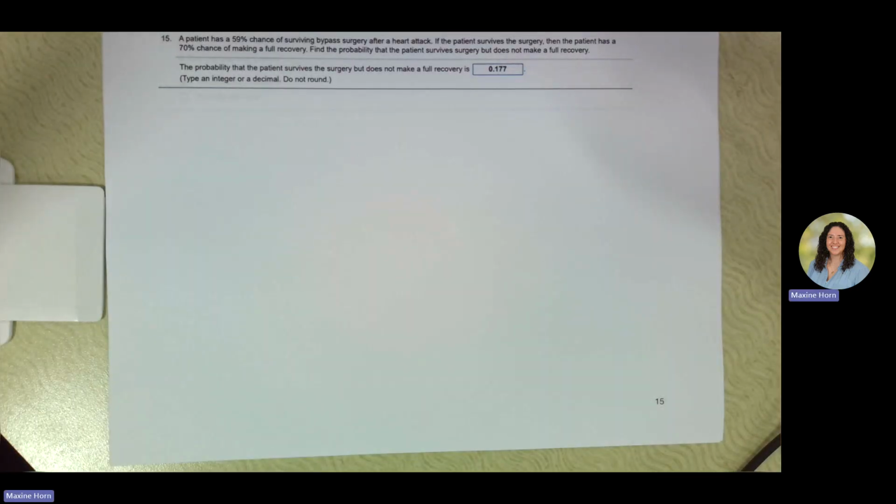All right, number 15. A patient has a 59% chance of surviving bypass surgery after a heart attack. If the patient survives the surgery, then the patient has a 70% chance of making a full recovery. Find the probability that the patient survives the surgery but does not make a full recovery.